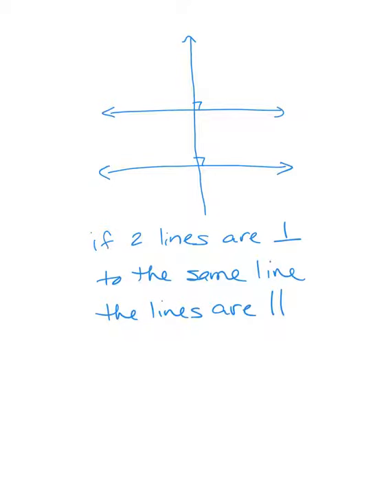If this transversal hits the first line at a 90-degree angle and hits the second at a 90-degree angle, then the lines are parallel. In addition, it forms 8 right angles. Those are the two conclusions you can make if a line hits two lines in a perpendicular fashion.